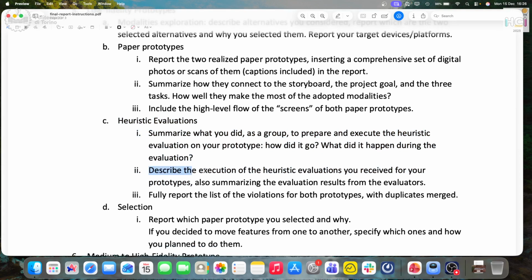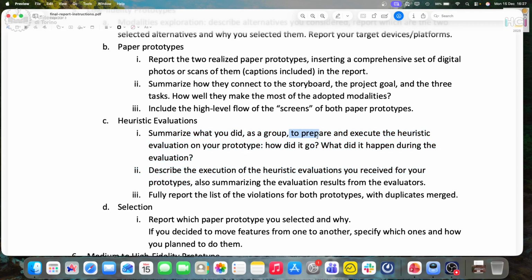if you look at point 3, the list of evaluations for both prototypes, those you have, the ones you received. But points 1 and 2 are instead what you did as a group to prepare and to run the heuristic evaluation. So not what the evaluator did, not what you did for another group, but what you prepared as a group. So summarize what you did as a group.